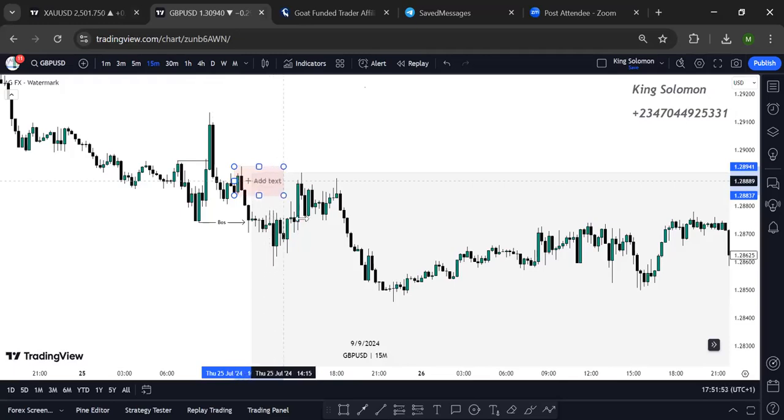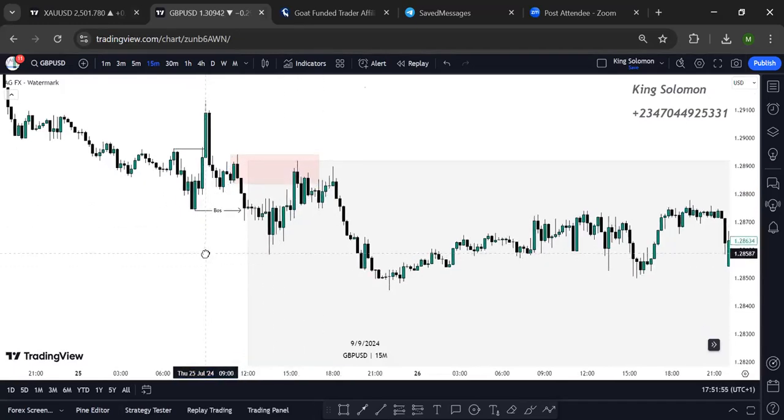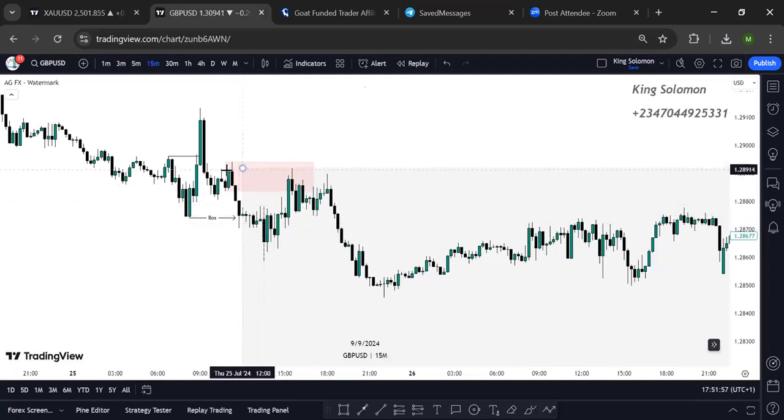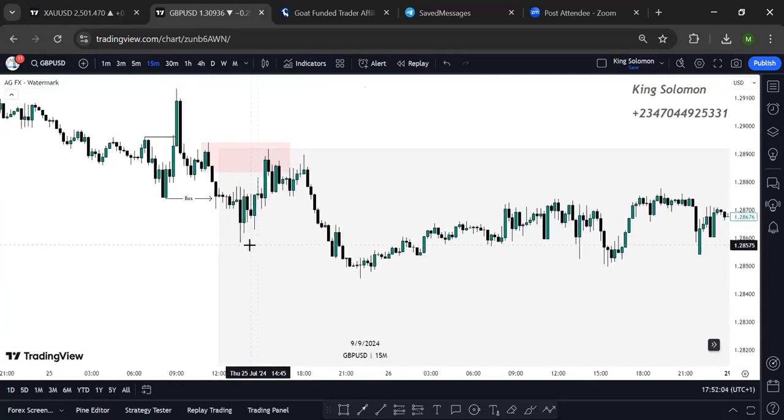And then after the break of structure, what does the price do? Can you see that price came to tap into the zone? Yeah, price came to tap into the zone and then went down again to break structure. So let's say you would have taken a trade with this price range.